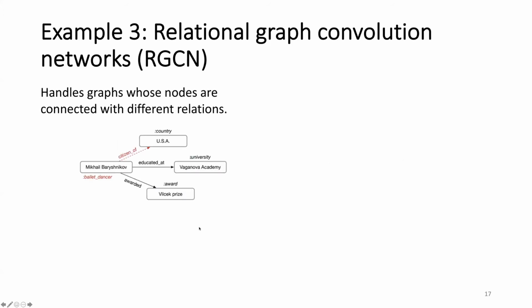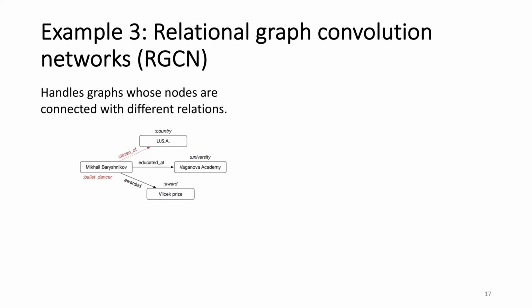Another classical GNN is the relational graph convolution network. In most real world settings, the graph on which I need to operate is actually a heterogeneous graph consisting of nodes of different types, and those different types of nodes are connected by relations of different types. So what the RGCN is designed to do is generalize the GCN, the graph convolutional network, in such a way that it takes into account those different relation types.